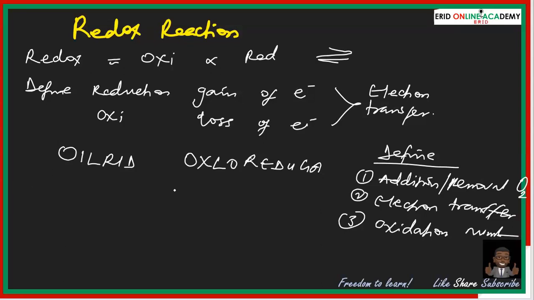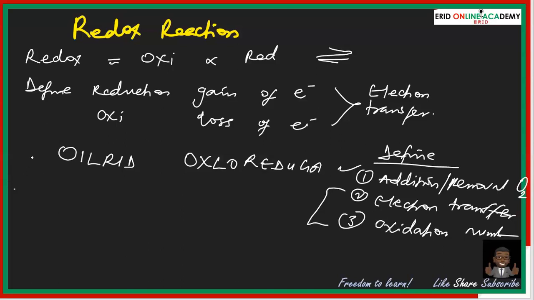So you could actually look at that. This one is easier to identify, I mean, addition or removal of oxygen. So we'll look at these two together, oxidation number. So let's see how we can identify oxidation and reduction reaction, okay?